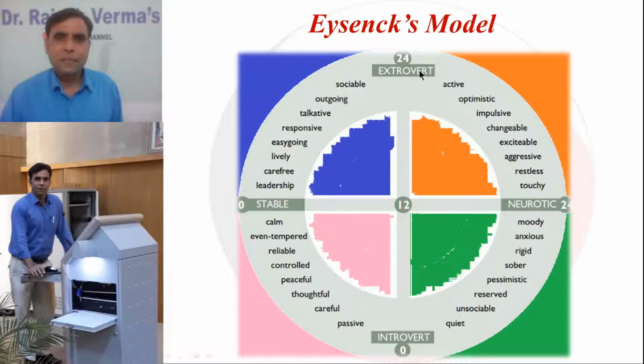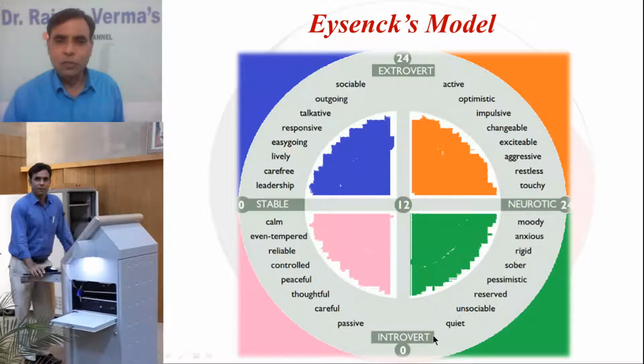Extrovert, you can see here, are the introvert, neurotic, and stable. In the earlier model, he had not added the psychoticism versus sociability dimension. So when you go from extrovert to neurotic, you see active, optimistic, impulsive, changeable, excitable, aggressive, restless, touchy. That individual's traits become manifest, these types of traits.